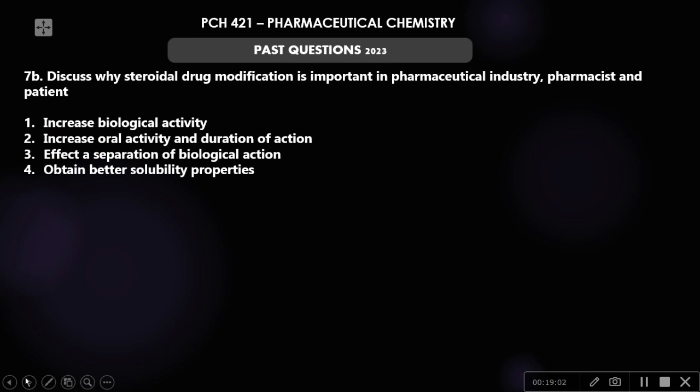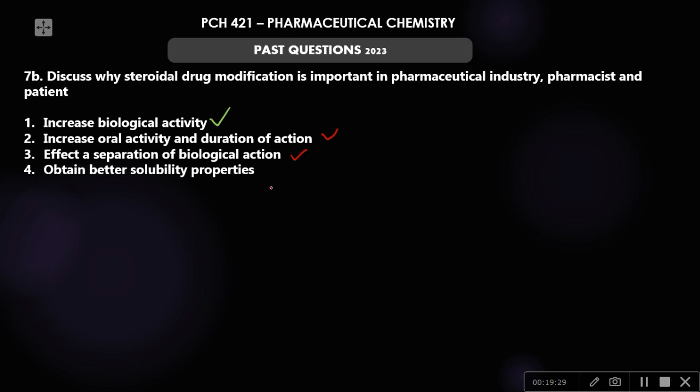Discuss why steroidal drug modification is important in the pharmaceutical industry, to pharmacists, and to patients. Increased biological activity is one of the reasons. Another reason is increased oral activity and duration of action. Another is to effect a separation of biological action: two drugs that are supposed to work similarly, when you modify them, one will be working in a different way. Are you getting it now? That's what effect a separation of biological action means.